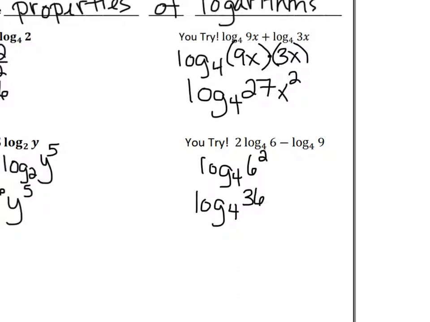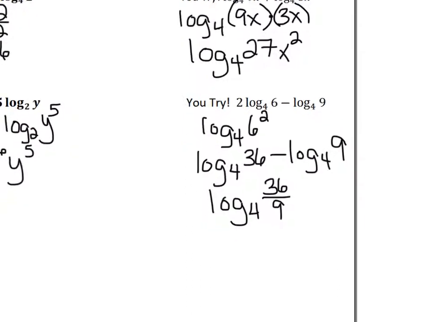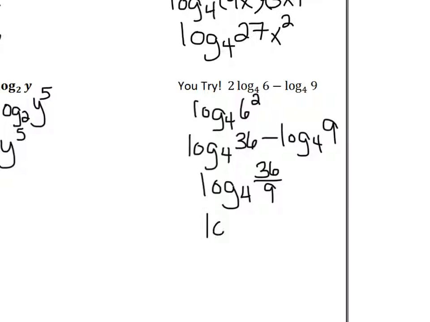Now on the second log, there's no number on the outside, so this is just going to stay minus log base 4 of 9. And I know that minus in log world means I could switch it to division. So we have 1 log base 4 of 36 divided by 9. Well, I know what 36 divided by 9 is. That's 4. So this means log base 4 of 4 should be your final answer.